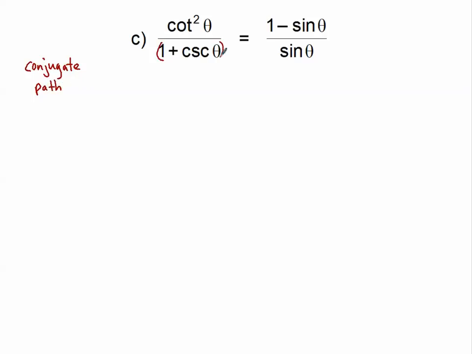Conjugate path says, okay, I'm going to take this 1 plus cosecant and I'm going to multiply it by 1 minus cosecant, because that would be the conjugate. I have to do that to the numerator and the denominator. And let's see what happens here. The denominator, the whole point of multiplying by a conjugate is to actually do the FOIL, so I'm going to do that. And hopefully by now you realize that with conjugates, the inner and outer terms cancel away. So it's really just multiplying the first terms to 1, multiplying the last terms to negative cosecant squared.